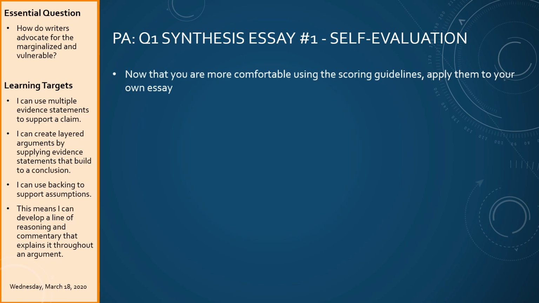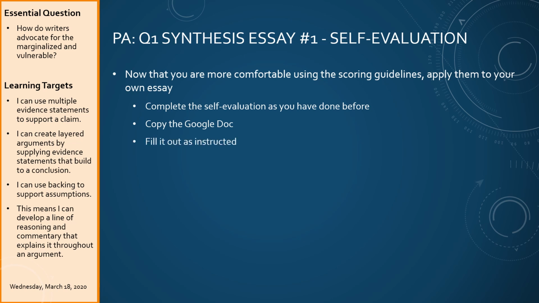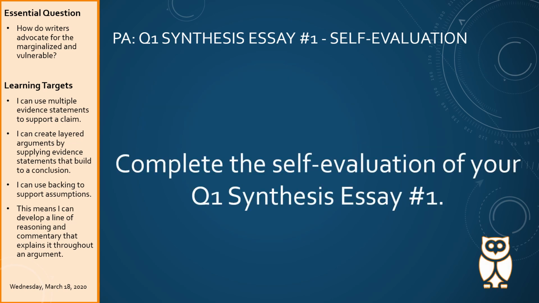All right, now that you are more comfortable using those scoring guidelines, let's go ahead and apply them to your own essay. Complete that self-evaluation. It's the same kind of self-evaluation we've done many times before. This time, though, it's in a Google Doc. You'll just need to make a copy of that Google Doc, fill it out as you've done the others, and download it as a PDF and submit when you are finished. All right, let's go and complete that self-evaluation of your Q1 synthesis essay number 1, the one that you wrote about the most important factors of building wind farms.